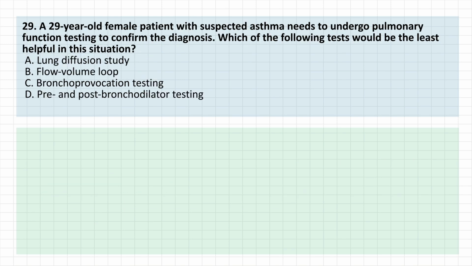29. A 29-year-old female patient with suspected asthma needs to undergo pulmonary function testing to confirm the diagnosis. Which of the following tests would be the least helpful in this situation? A. Lung diffusion study. B. Flow volume loop. C. Bronchoprovocation testing. D. Pre- and post-bronchodilator testing. The correct answer is A.